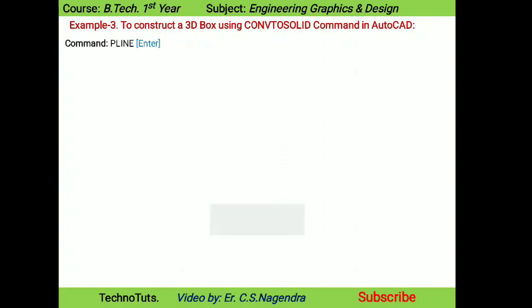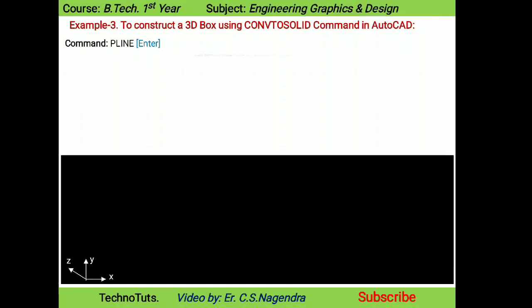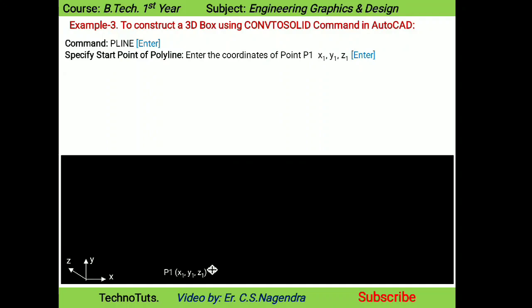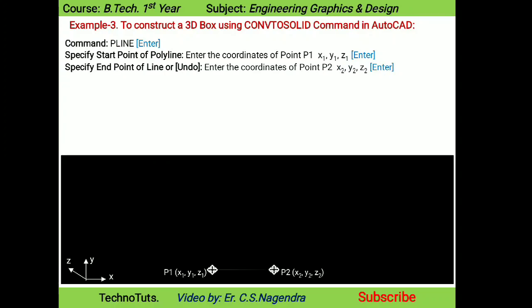Okay students, let us see the example: to construct a 3D box using convert to solid command in AutoCAD. At the command prompt type p-line and press enter key. Computer will ask you to specify the start point of polyline. You have to type the coordinates of point number P1 and press enter key. You will see point number P1 will be visible on the screen.